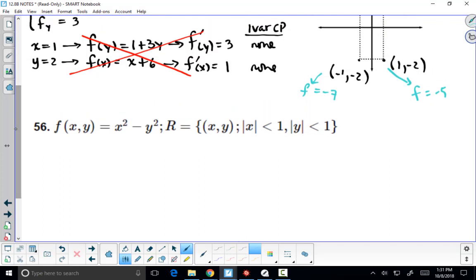All right, let's take a look at this guy. Same idea. Let's draw a sketch of the domain. Here we have the unit square as our domain.